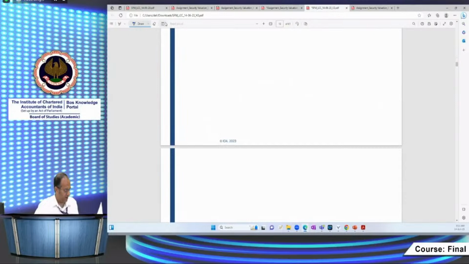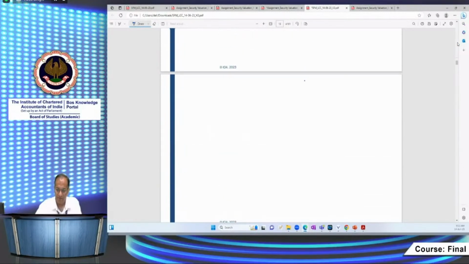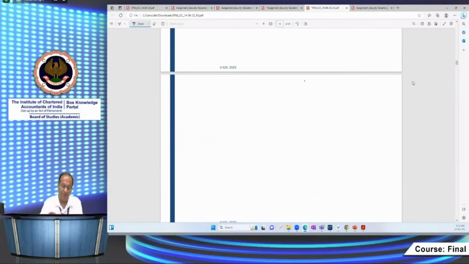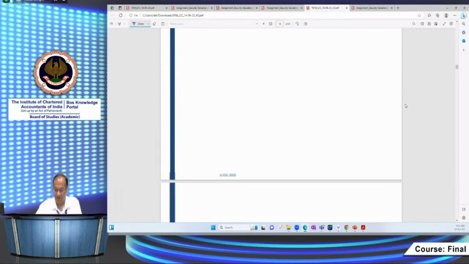Now let us start with the other instruments. Then other financial money market instruments are like commercial papers, call money. Let us discuss each one by one.